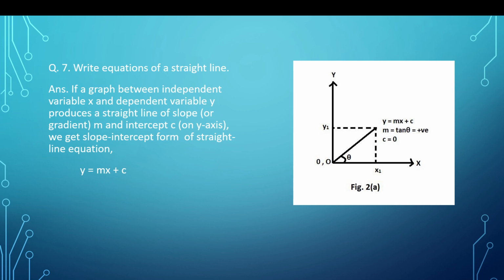Question 7. Write the equation of a straight line. The graph is shown here. x is the independent variable, y is the dependent variable. There is no intercept, and the angle of inclination is theta, which is less than 90 degrees. It means the slope is positive. Slope m equals tan theta, and the expression is y equals mx plus c.